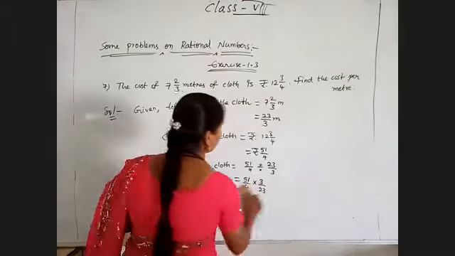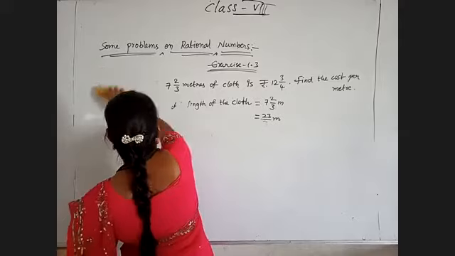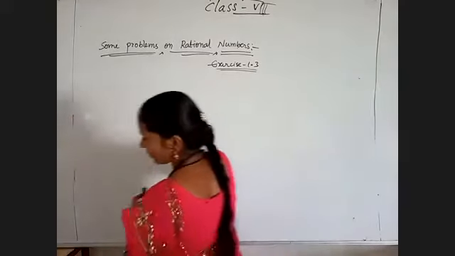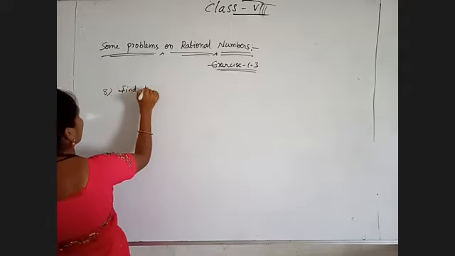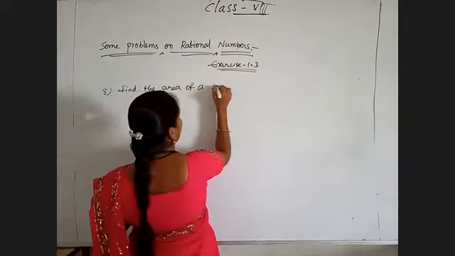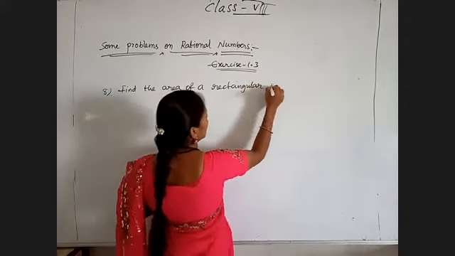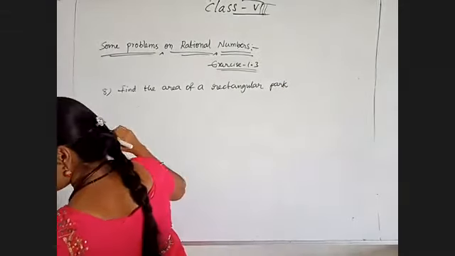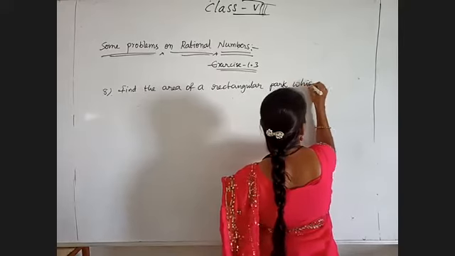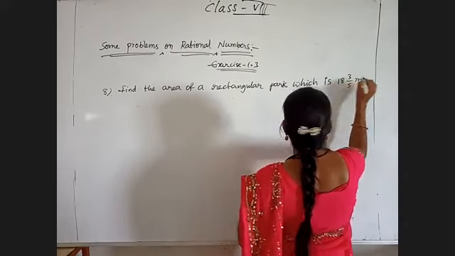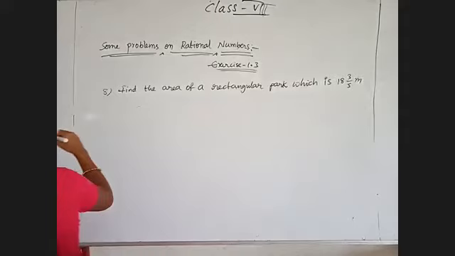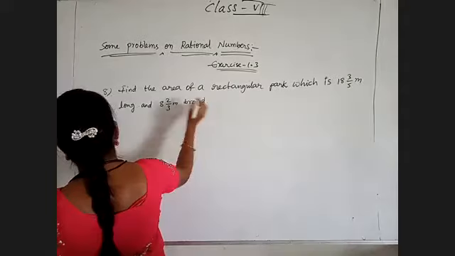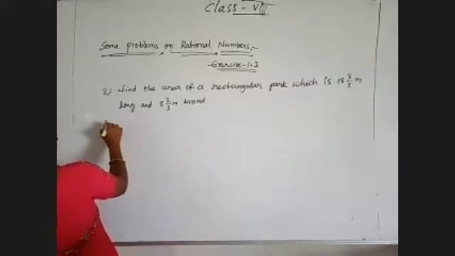Now coming to the next problem. Find the area of a rectangular park, which is 18 3 by 5 meters long and... okay, observe the question. Find the area of a rectangular park.